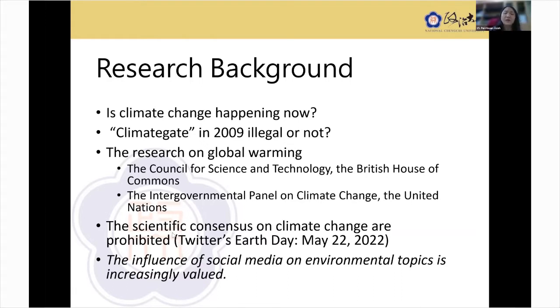We can see how social media, especially Twitter, matters for environmental topics. When people post on Twitter, they have to think different thoughts, and the people who post messages about environmental issues could influence others who are reading the posts. So we could really see the influence of social media on environmental topics is increasing.